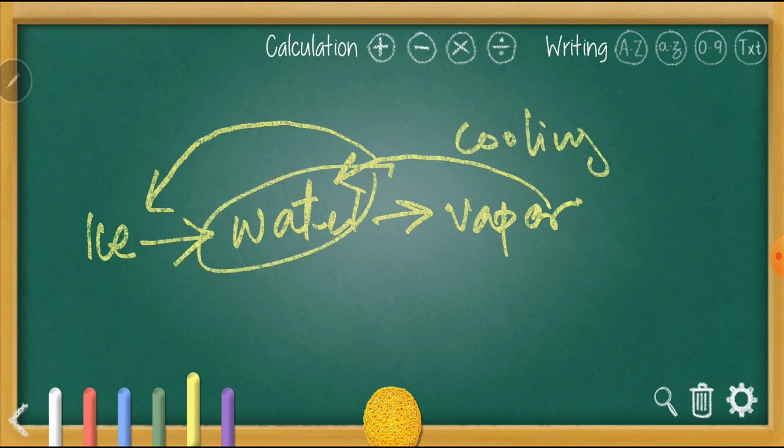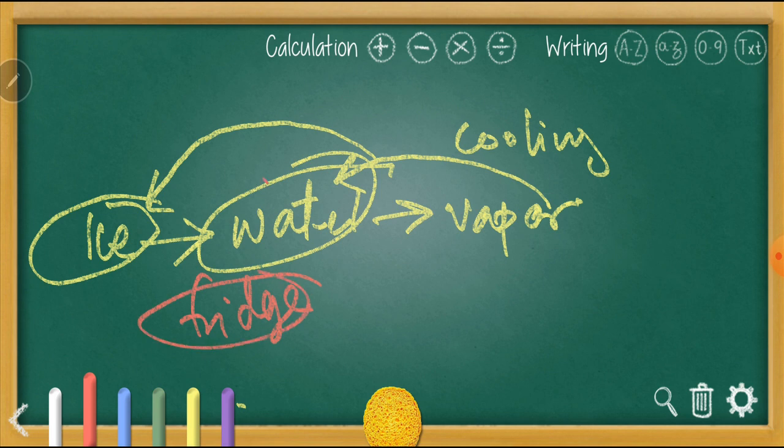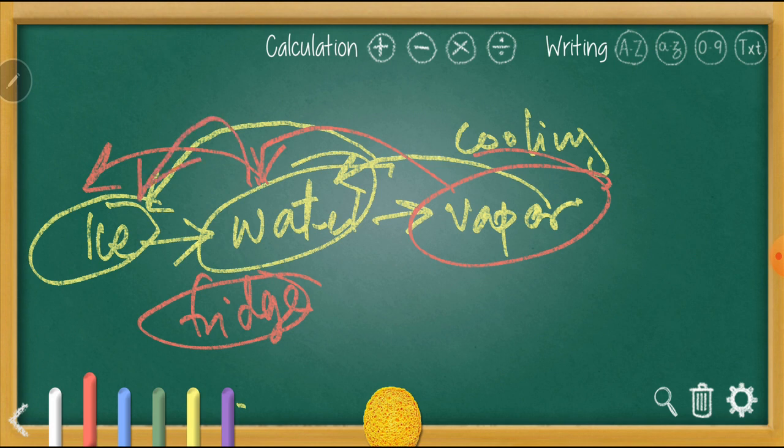You know this water can be converted to ice. How? We keep it inside a fridge, right? We keep the water inside the fridge, and we can convert water into ice. Likewise, when vapor is cooled we get water, and when water is cooled we get ice. This is the topic which the chapter is trying to tell you.